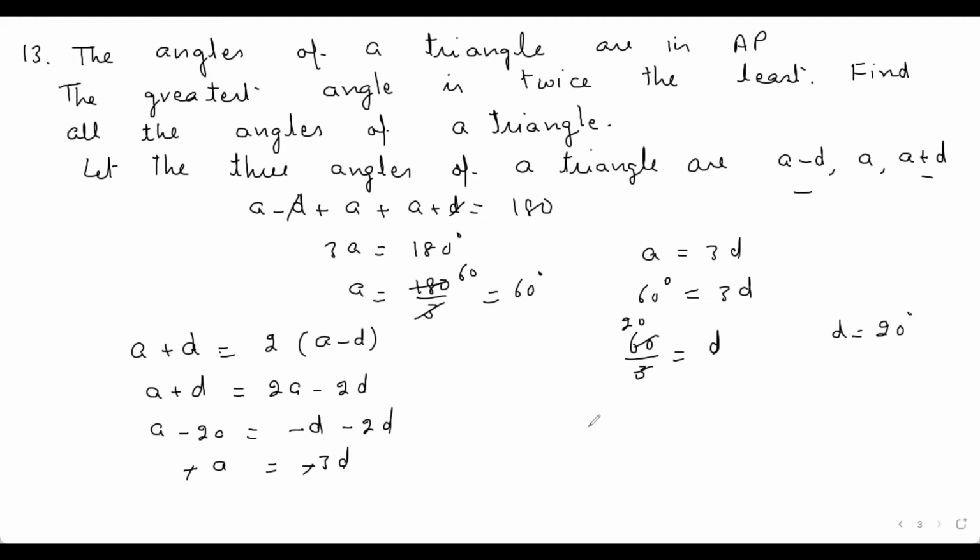I am to find the angles. So A minus D, A and A plus D. Now A is 60 degree and D is 20 degree. Here A is 60 degree. Here A is 60 degree plus 20 degree. So angles are 40 degree, 60 degree and 80 degree.